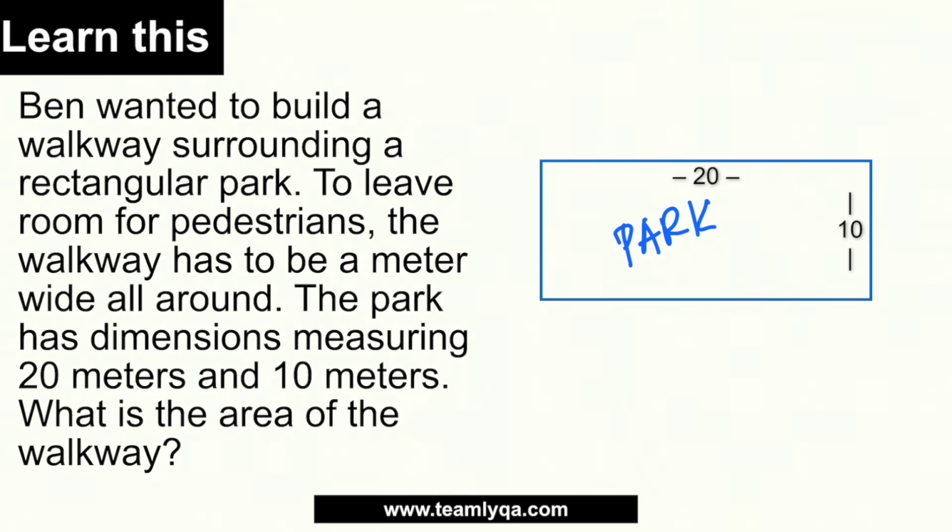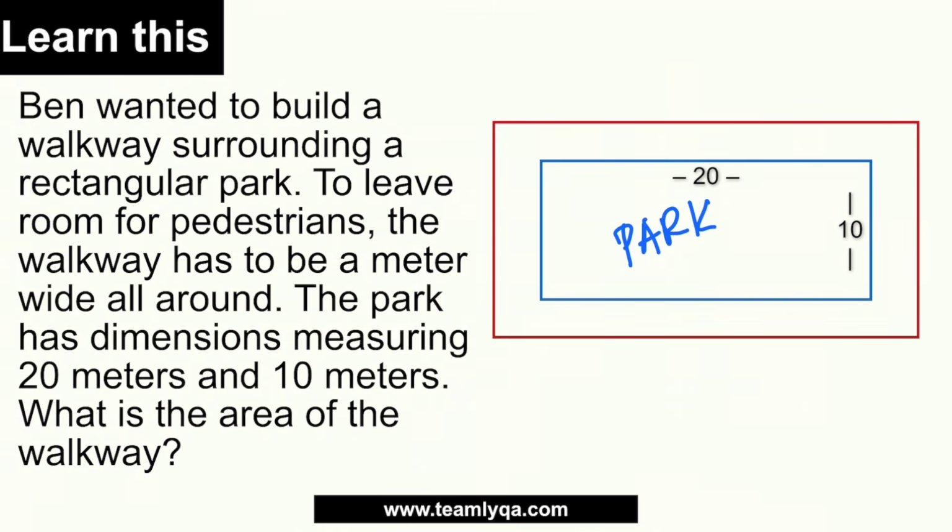Now, we have to draw yung sitwasyon. Kasi ang sabi dito, Ben wanted to build a walkway surrounding a rectangular park. Pag sabi surrounding, ibig sabihin nakapaligid siya sa buong park. Kumbaga, isipin nyo siyang parang pedestrian lane. Okay? And sabi, to leave room for pedestrians, the walkway has to be a meter wide all around. Kung a meter wide, that is 1 meter, all around, ibig sabihin nakapalibot. Ibig sabihin, kung drawing ko yon, parang may dagdag ako na isa pang mas malaking rectangle na nakapalibot dun sa park. Ganyan yung magiging itsura niya. Okay? Now, ang question is, what is the area of the walkway?